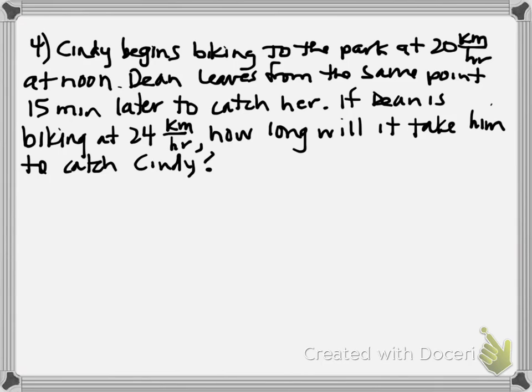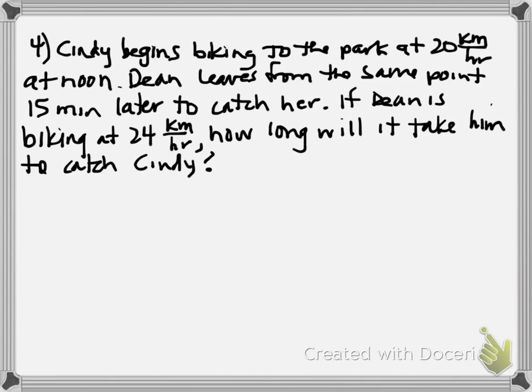Cindy begins biking to the park at 20 kilometers per hour at noon. Dean leaves from the same point 15 minutes later to catch her. If Dean is biking at 24 kilometers per hour, how long will it take him to catch Cindy? Is it possible for him to catch her? He's traveling faster. So yes, it's always a possibility.